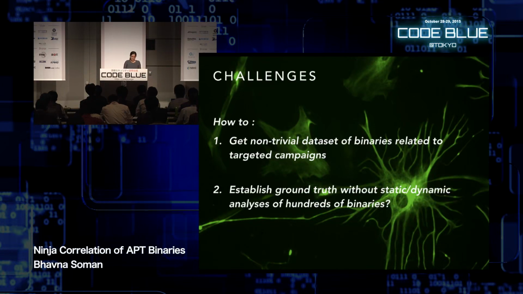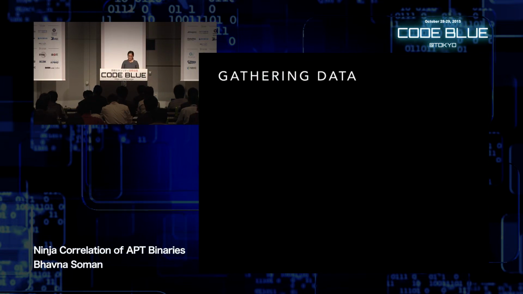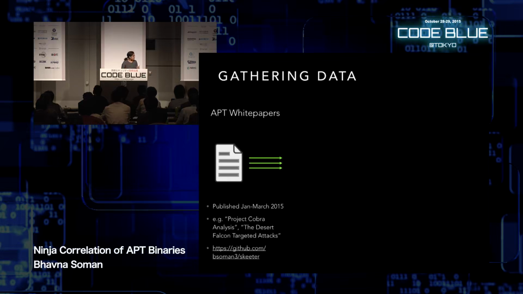The first one was gathering the data. So we collected all the APT white papers that were created by various researchers from January to March 2015. We got 25 such research papers, and we used text analysis techniques to extract all the hash strings mentioned in those papers. We even created a small tool that can extract IOCs from several different file formats, and that's on GitHub for you guys to find.